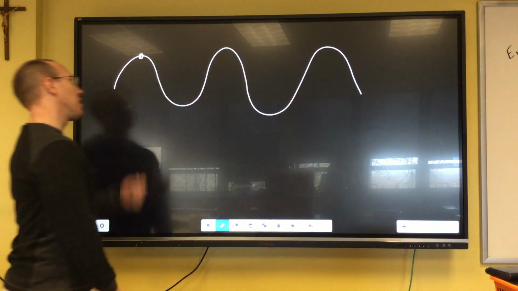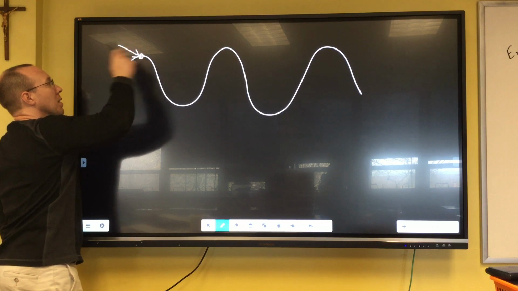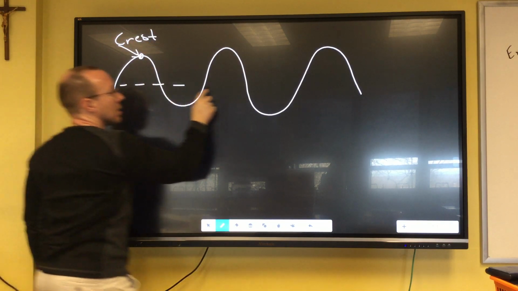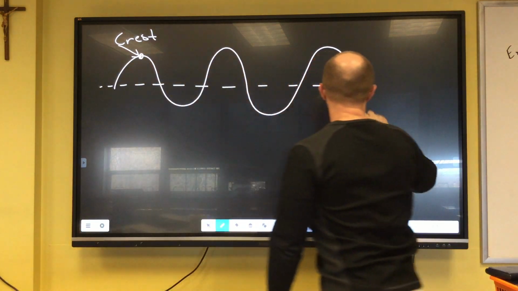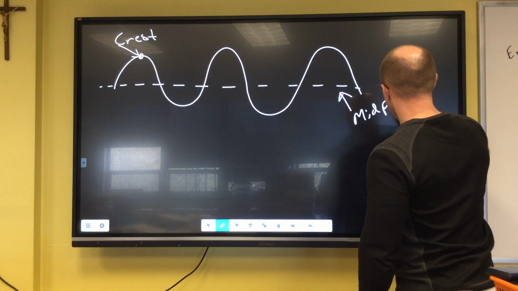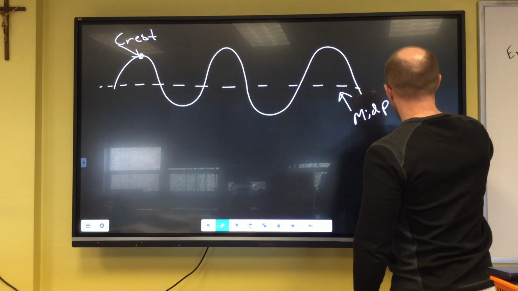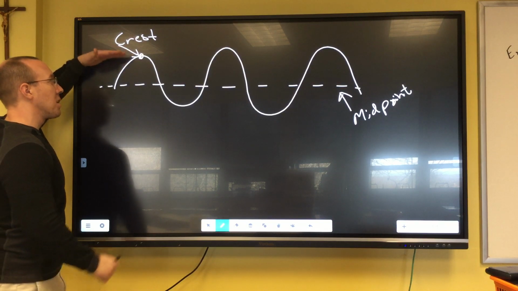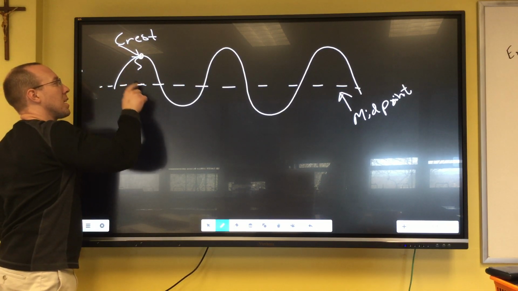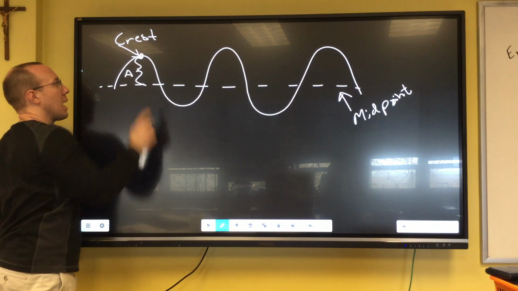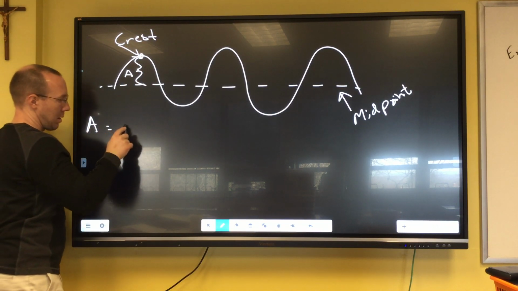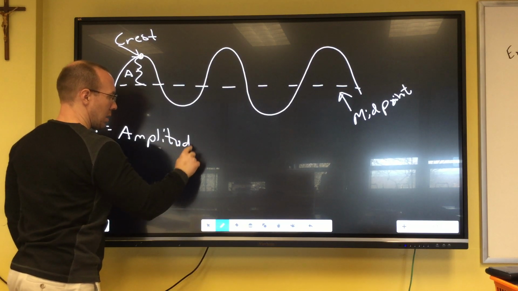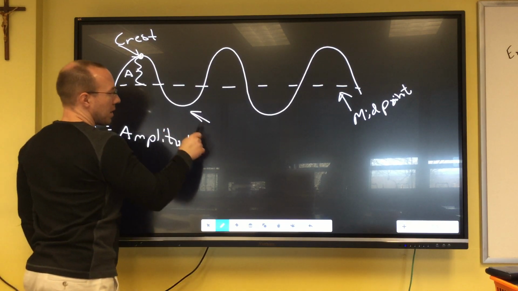Now let's do all the parts on this up here. So first off, the point of highest amplitude is the crest. We'll label this as the midpoint. And the distance from the midpoint to the uppermost point is the crest. This right here would be the amplitude, A. Now the low point is a trough.